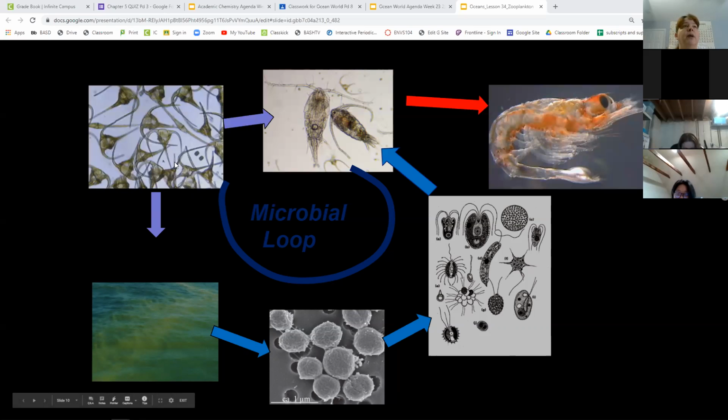So this picture to the far left shows your phytoplankton. The phytoplankton can either be eaten by very small zooplankton, or it will die and fall to the bottom. And we know that when it dies and falls to the bottom, it still is available as nutrients, but some more things need to happen to it before other organisms can ingest it. That's where the bacteria come in.